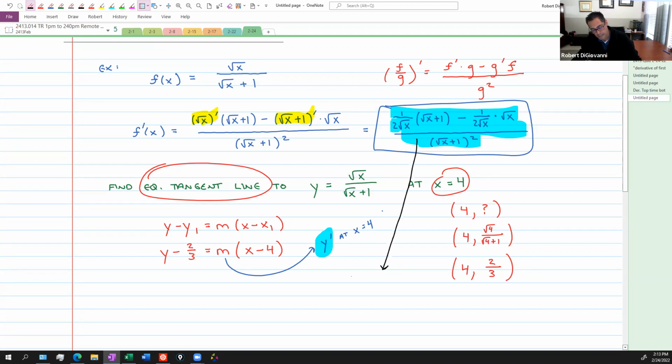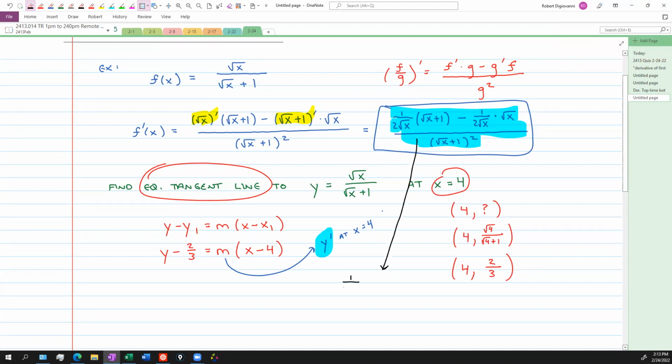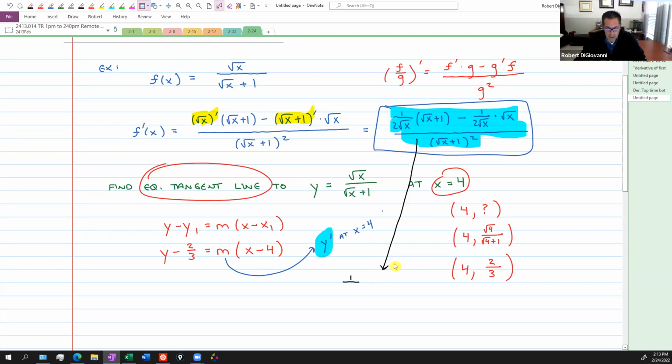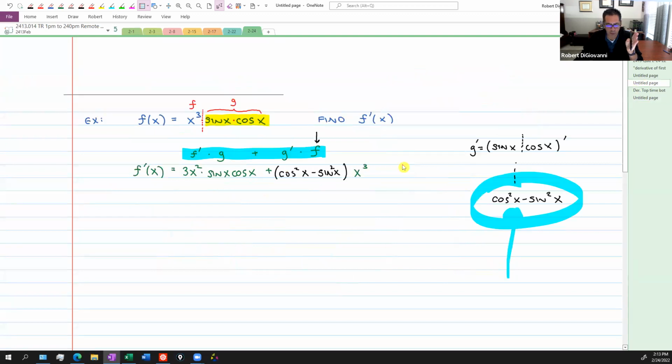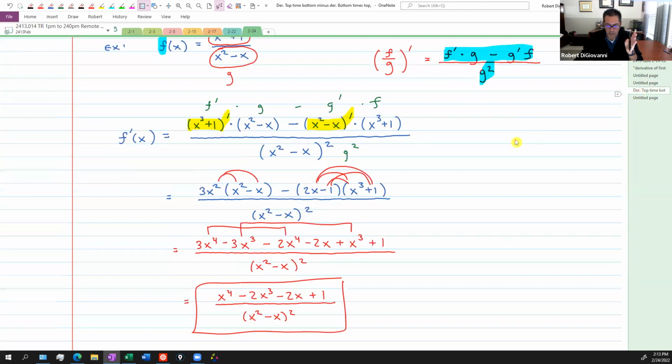Questions? Why are you plugging in 4, not 0? Why am I plugging in 4, not 0? Because I'm asking for the equation of the tangent line at x equals 4. So the x equals 4 determines what the x value is. If you look at the one we did before, where was it?